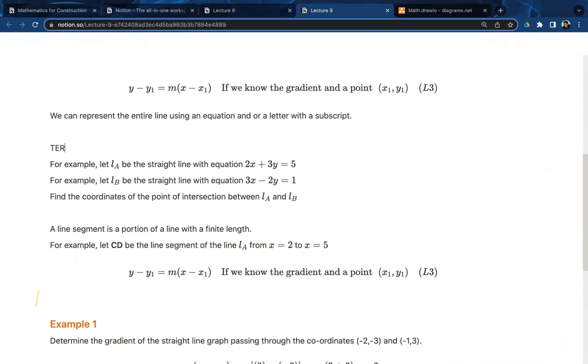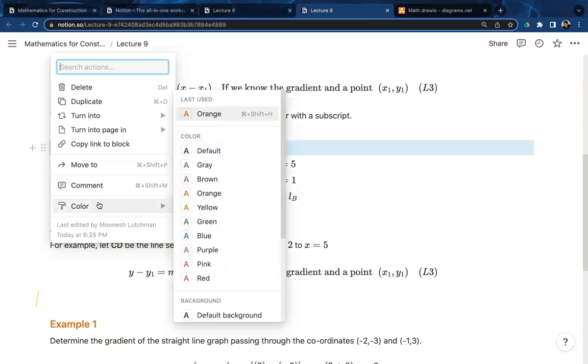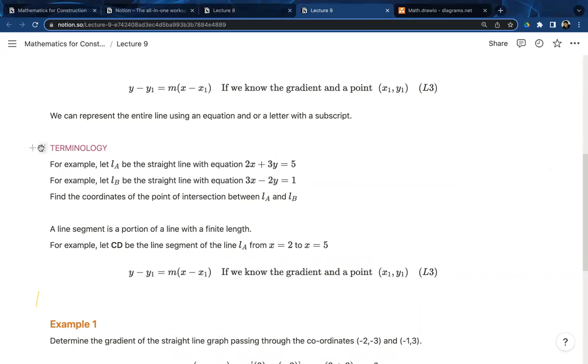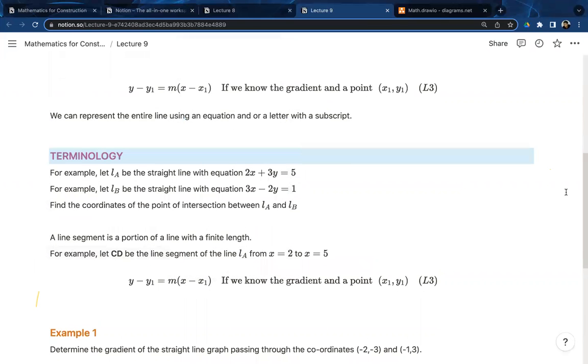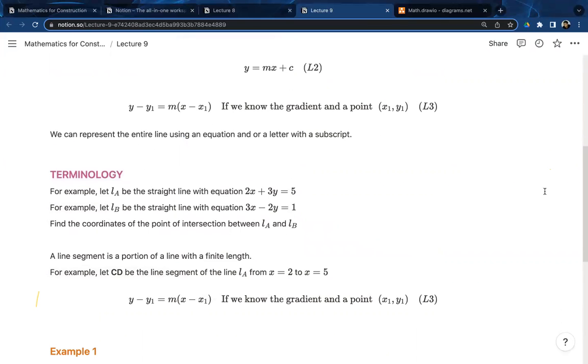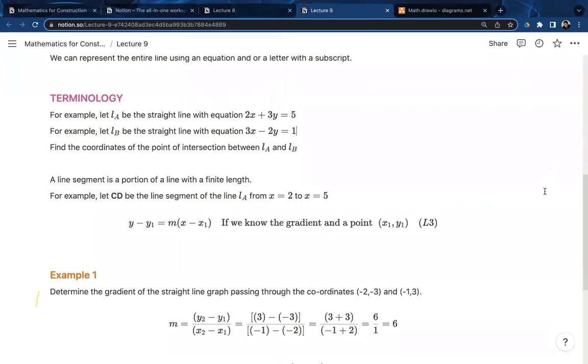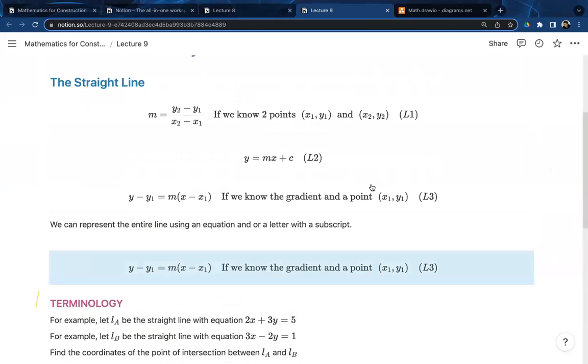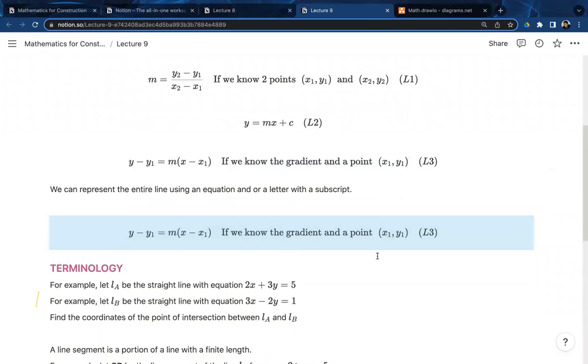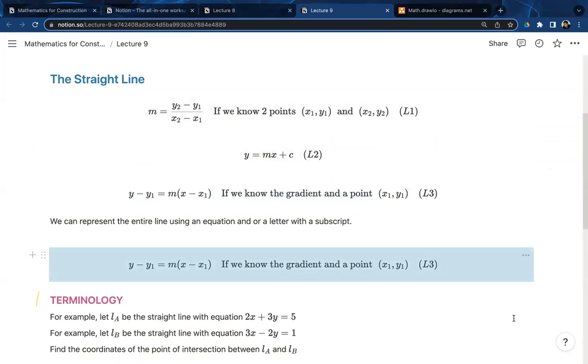So you could call this terminology here. Right, so you have some terminology for that. Take this and move this up here. So these are my grade formulas, L1, L2, L3.